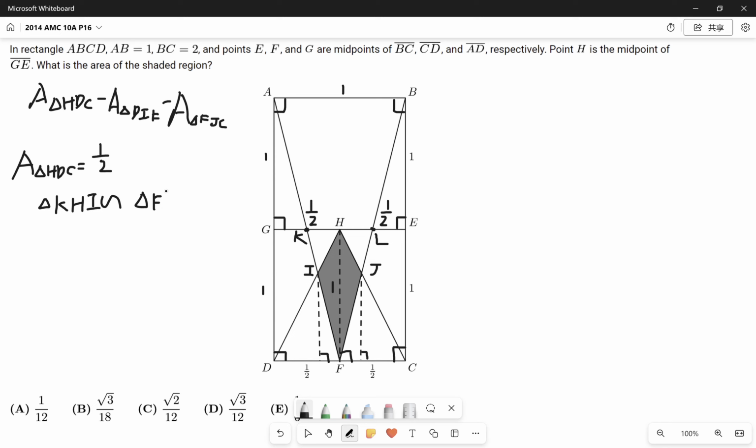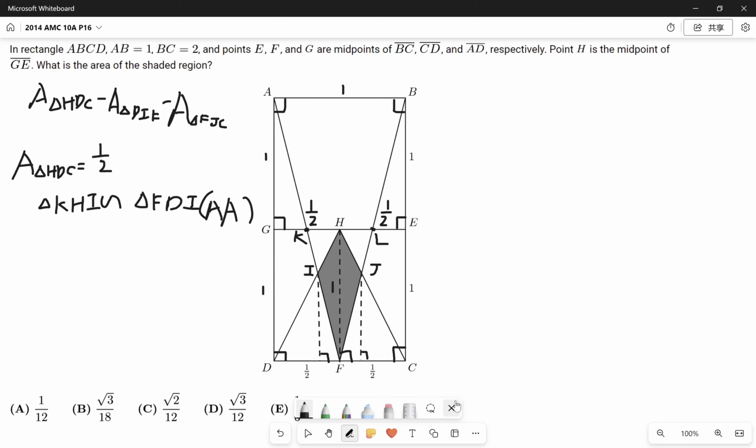And triangles F, I, D. Wait, no. Triangles F, K, H, I and F, D, I are similar. So why are they similar? Because we know that KH is parallel to DF, since KH is on GE and DF is on DC. So we have equal angles: angle HKI is equal to angle IFD. We also have opposite angles equal, so this is angle-angle similarity.